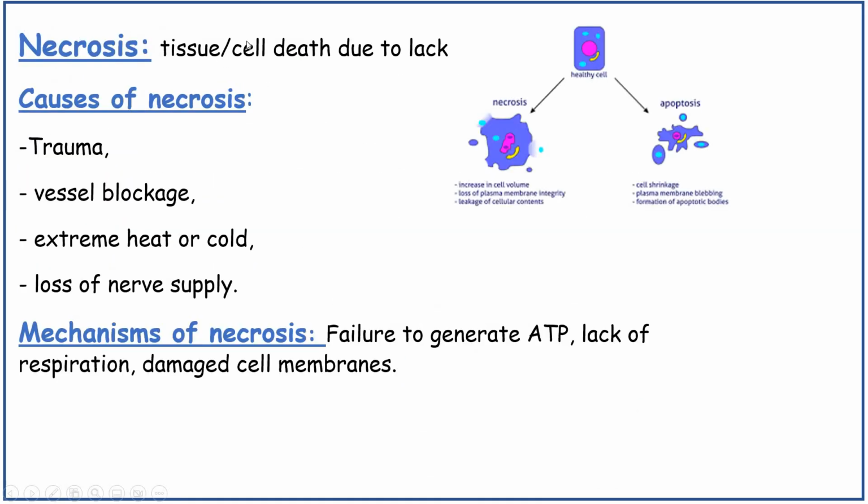Necrosis. This is tissue or cell death due to lack of oxygen. Causes of necrosis can be trauma, vessel blockage, extreme heat or cold, or loss of nerve supply. And the mechanisms of necrosis are failure to generate ATP, lack of respiration, and damaged cell membranes.